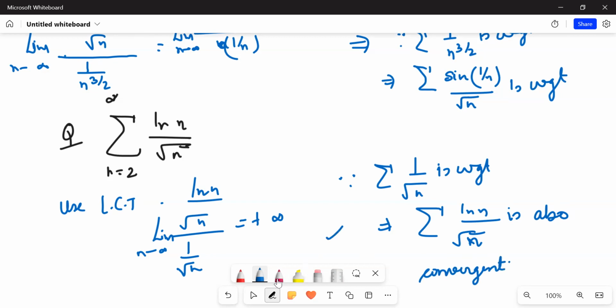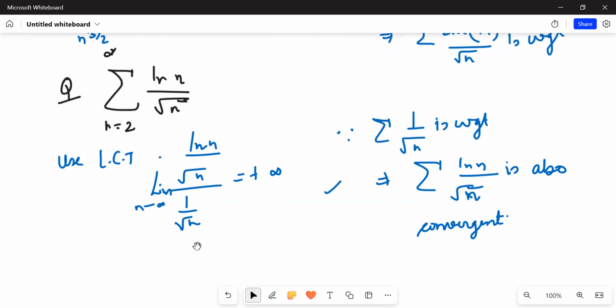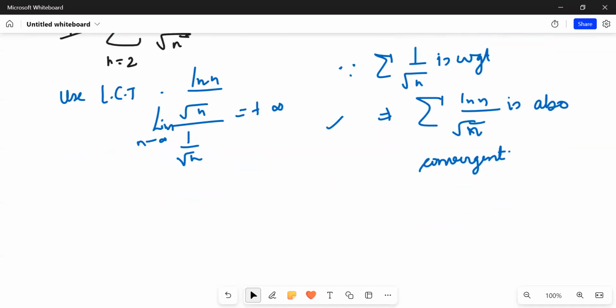It is also convergent. This is quite evident. Why is it so? Because I already stated that in the limit comparison test, if you compare your given series an with some bn, and if summation bn diverges, then summation an also diverges, provided the limit is infinite. So since the limit is infinite, and I know that summation 1 upon root n is divergent, this is divergent. What can be said about this?